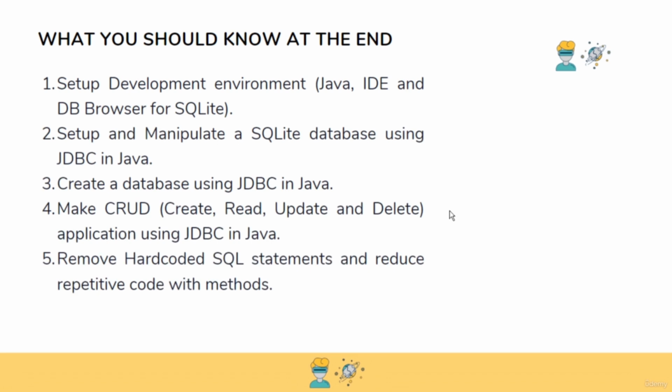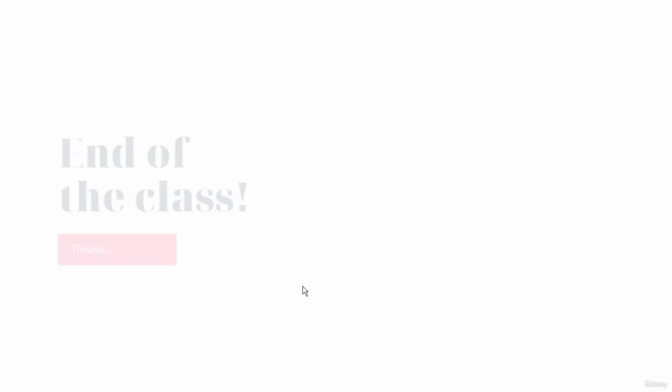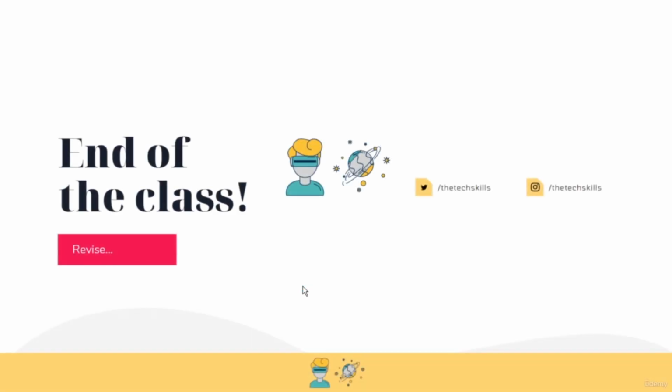Remove hard-coded SQL statements and reduce repetitive code with methods. This is the part where we start making our code look cleaner and beautiful. So this is what you should know, and this is the end of the class. Revise in case of need, and let's move to the next lesson.